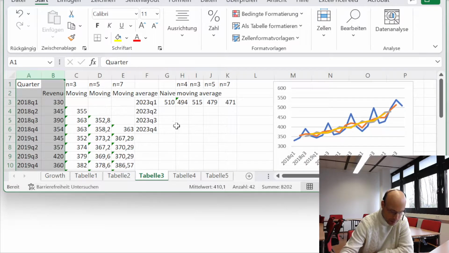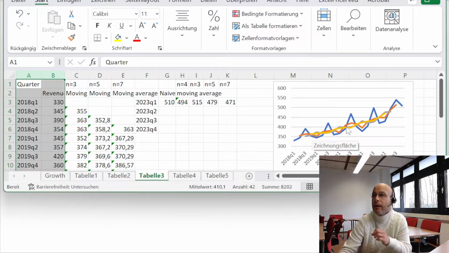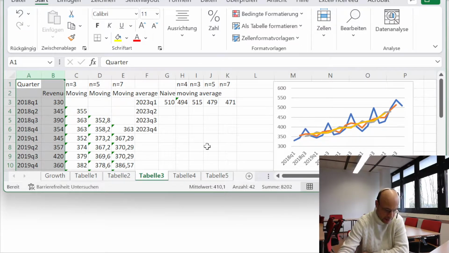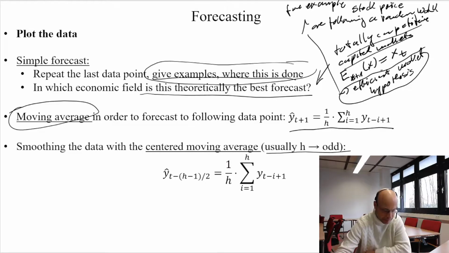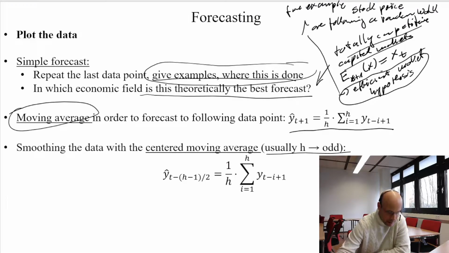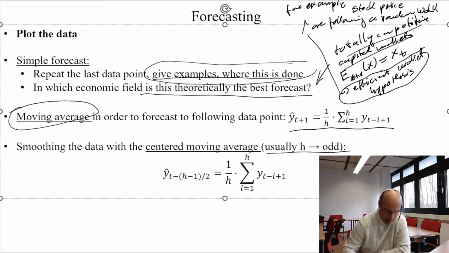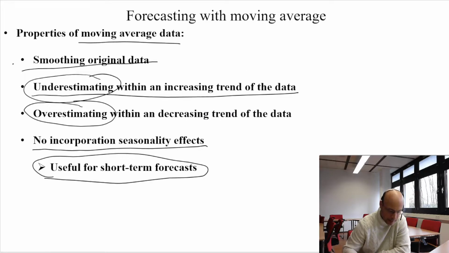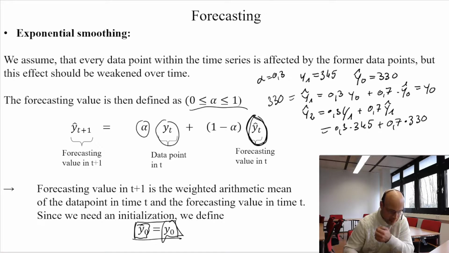Oh no, this was this one, where we had the moving average, that we saw that we can smooth our data, so we get rid of this seasonality effect here. And then we went on with the method of exponential smoothing.